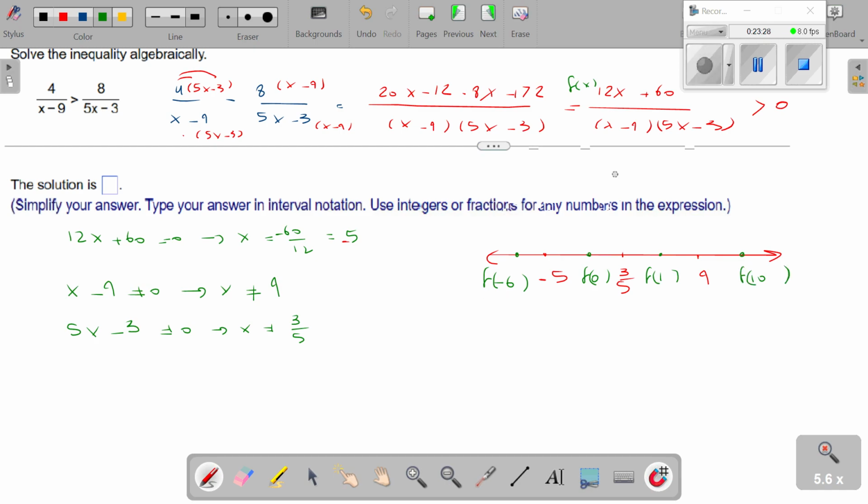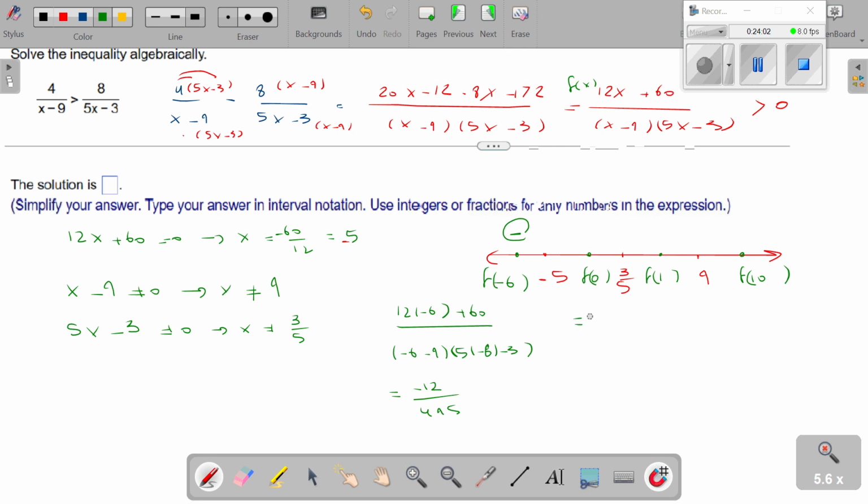When you plug in negative 6 here, this will be 12 times negative 6 plus 60 over negative 6 minus 9, 5 times negative 6 minus 3. When you calculate, this is going to be equal to negative 12 over 495, which is a negative number. So any number before negative 5 makes this expression negative.